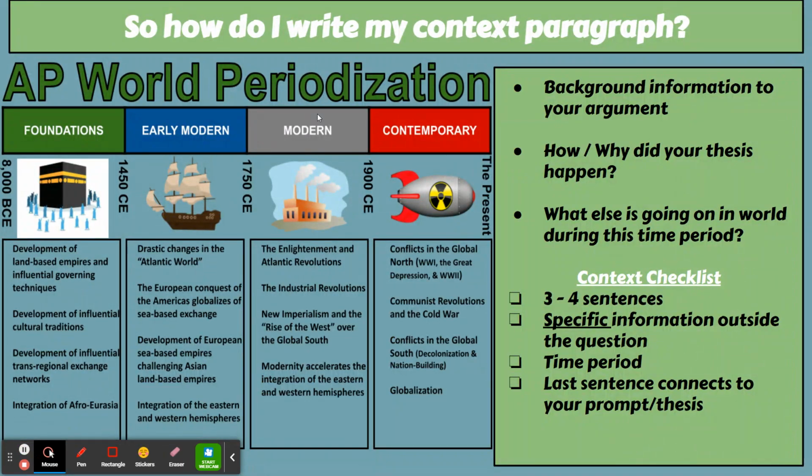All right, so the question you might be asking yourself right now is, how do I write the context part of my paragraph? Well, we're going to get into that right now. This picture on the screen, you guys see the AP World Periodization chart. This should look familiar. We actually only currently have the foundations filled out, so this is the only part that you know about, but it's also pasted in your notebooks. We're going to get to the early modern and the contemporary in future units.